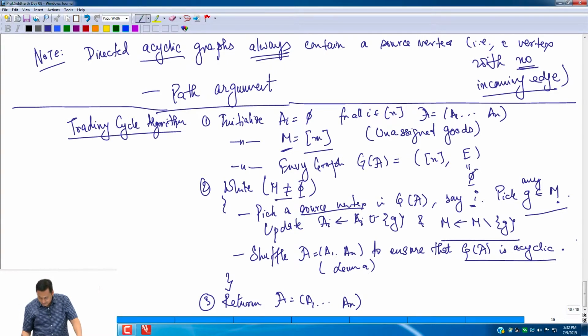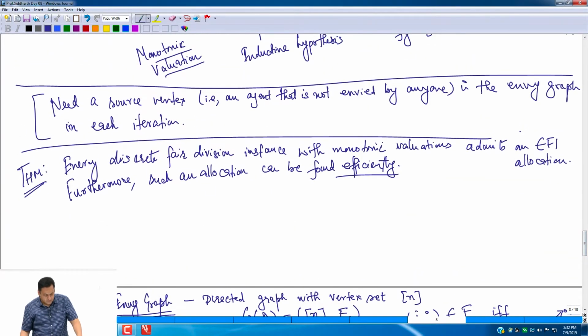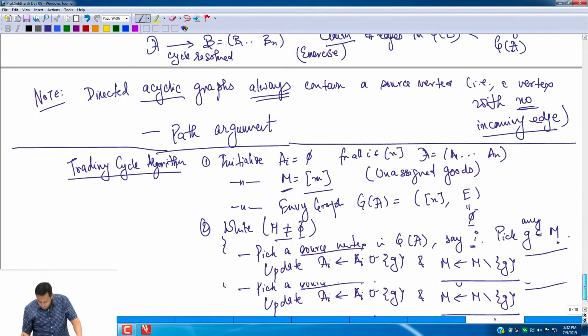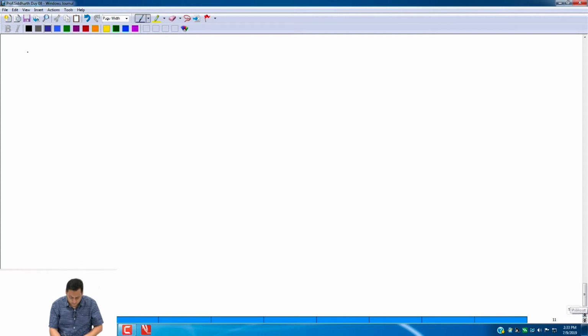My claim to you is that this indeed establishes a theorem. It will prove that there is always an EF1 allocation, and all you require for it is monotonicity. And this is almost just a repetition of what I've said, in fact, things that I've said at least twice or thrice. So still, for completeness, let's do this.